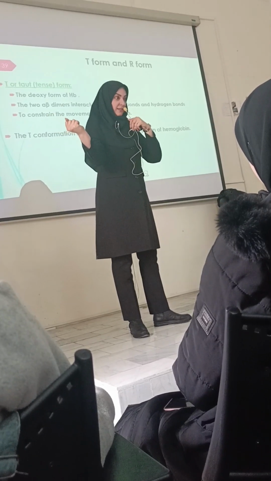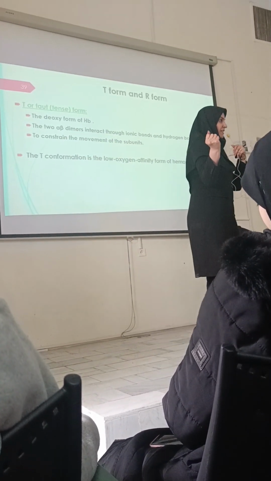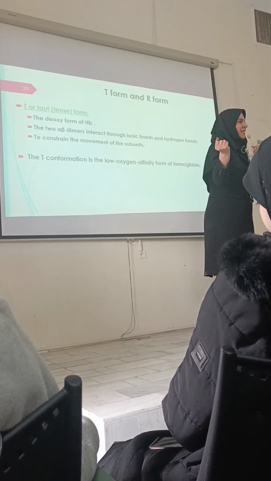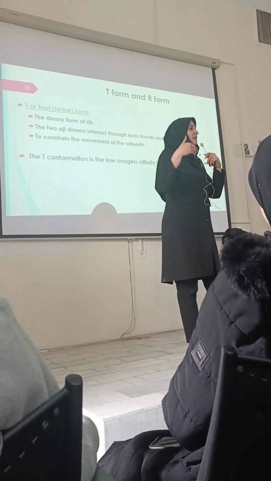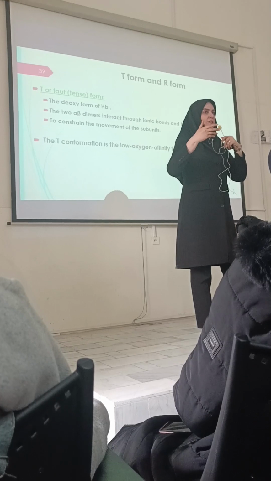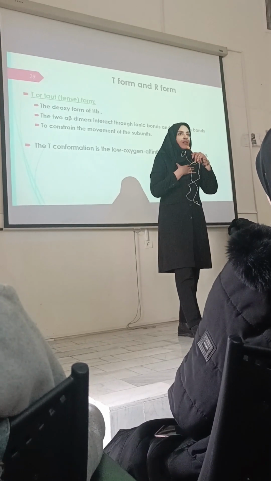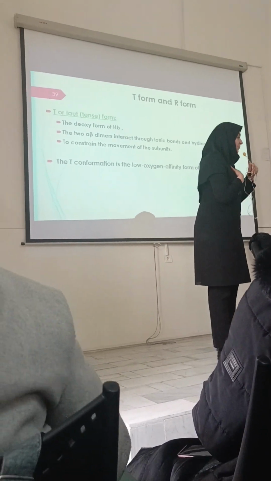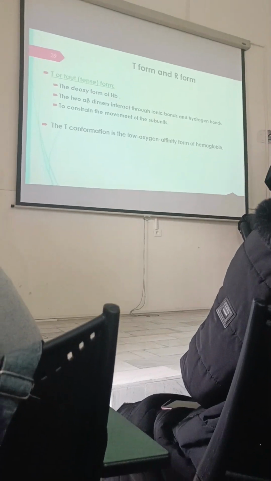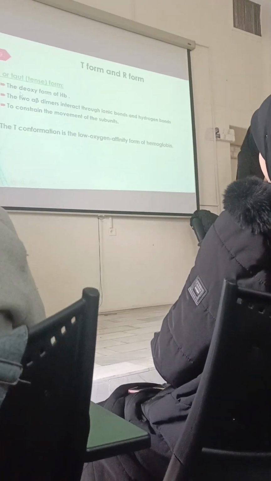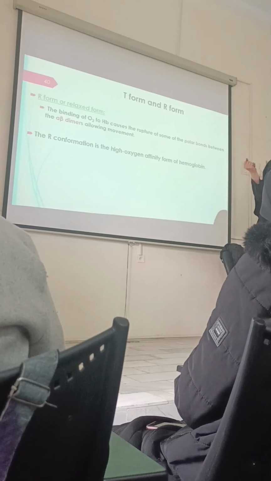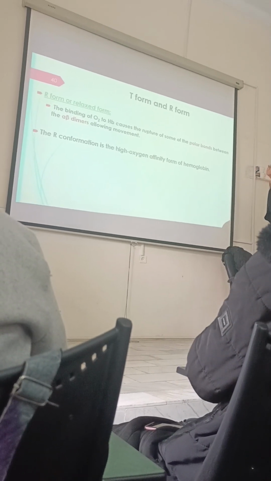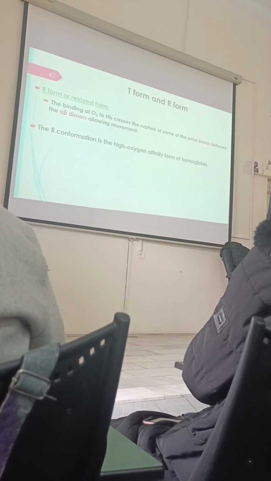High affinity means that I cannot release oxygen very easily, where we have the R form in a location that is full of oxygen, for example, inside the lung. So we have a deoxy form. Deoxy form means the T form, low affinity. And the oxy form is the R form, high affinity.